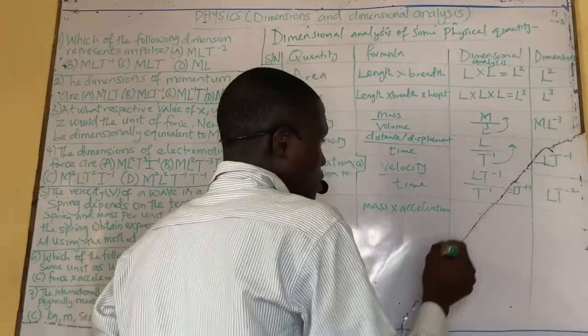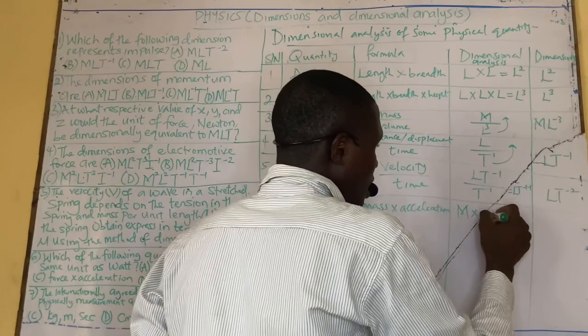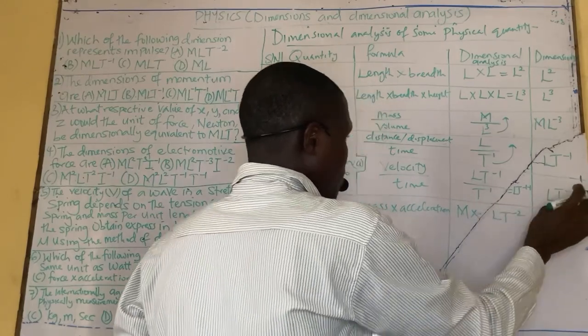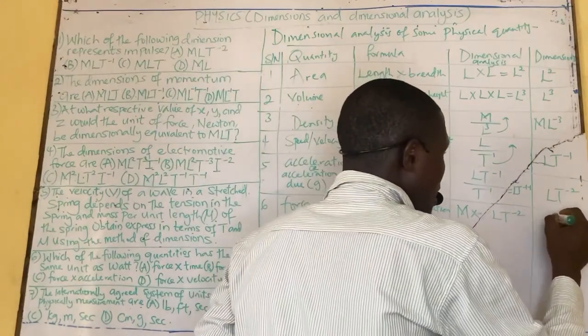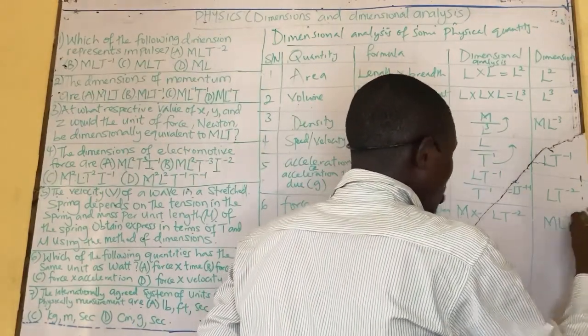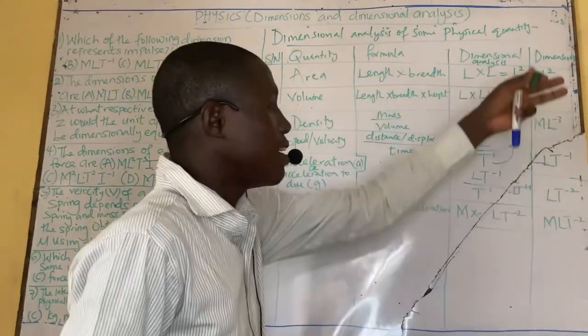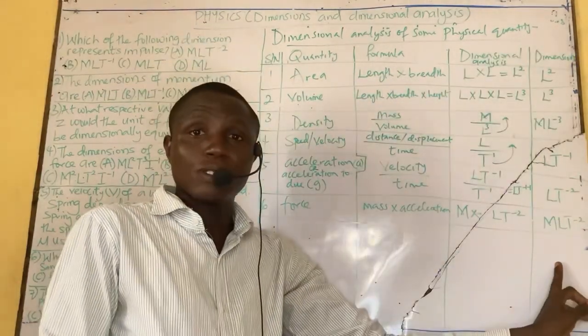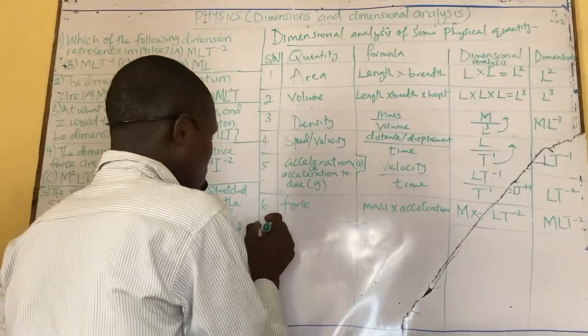Mass times acceleration, which is m multiplied by L per T squared. Why? L per T squared is the acceleration. So the dimension will now be mL per T squared. It's very, very important you know all these things. That's why I'm writing the dimension here, so that whenever you want to record it, you can actually have access to it directly.